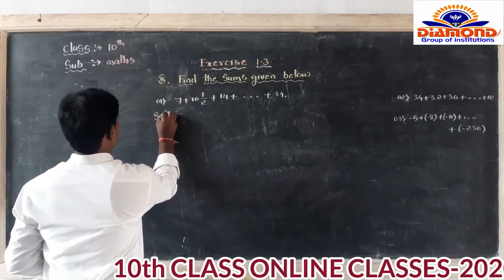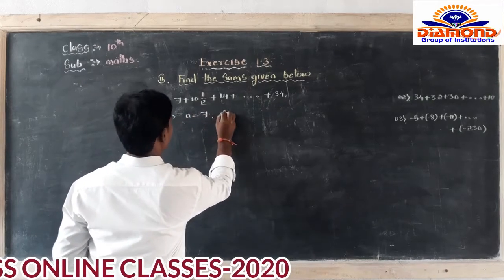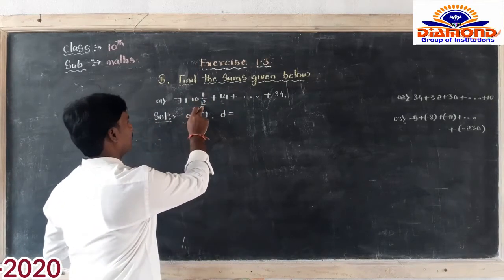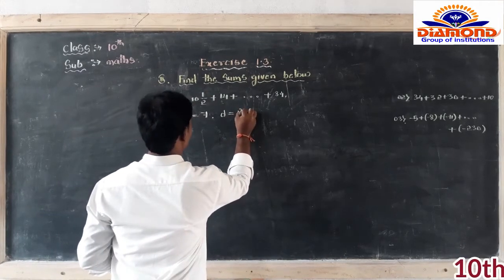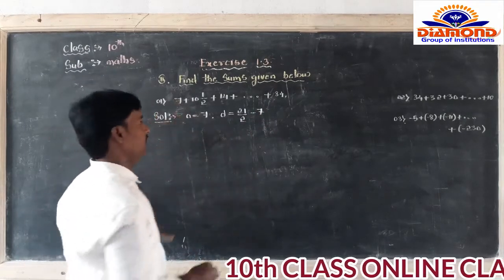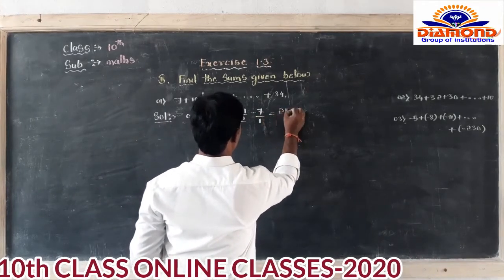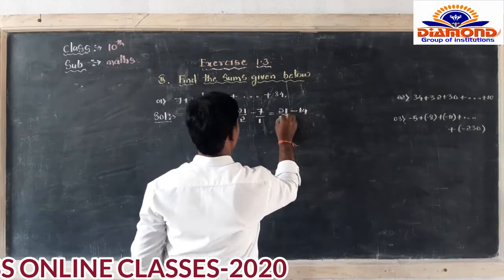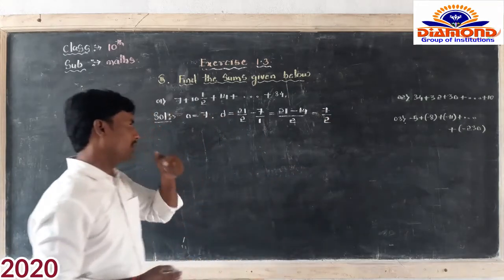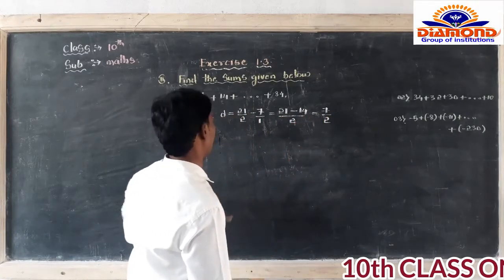Now look here, the solution. First term a is equal to 7 and the common difference is equal to 10 1/2 minus 7. This is a mixed fraction, convert it to improper: 2 times 10 is 20, 20 plus 1 is 21 by 2, minus 7. This is a2 minus a1. Here there is no denominator for 7, so it is 1. 1 into 21 is 21, minus 2 sevens are 14, upon 2. We got 7 upon 2. Understand? This is the common difference.